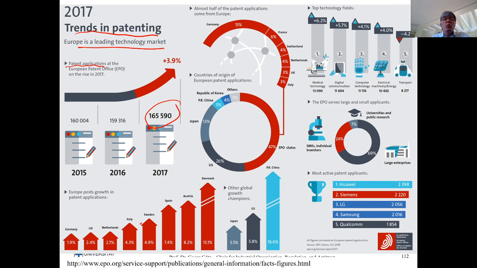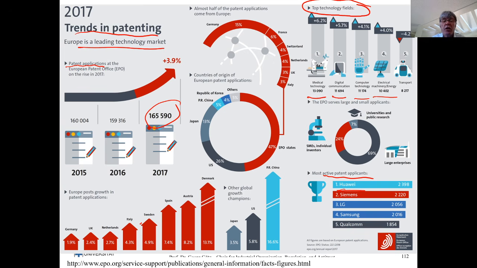So, what is interesting here, on the upper right, you see the top technology fields. Most important is medical technology, then digital communication, computer technology, and electrical and mechanical engineering, where you have the largest number of patent applications. What is also interesting is the firms which apply. Here you see in 2017 it was actually Huawei who had the most patent applications, just in front of Siemens, LG, and Samsung.